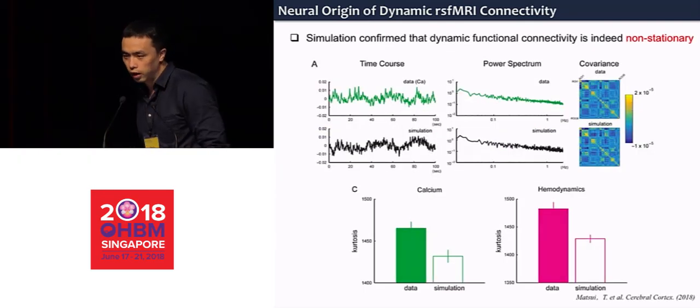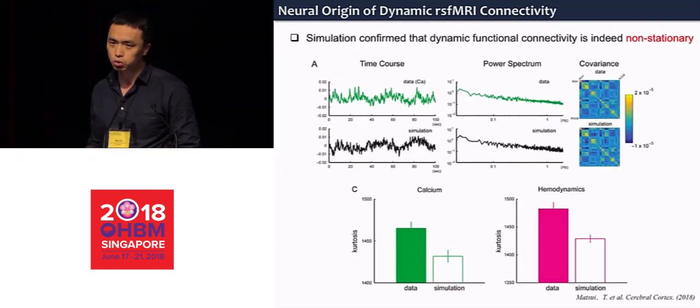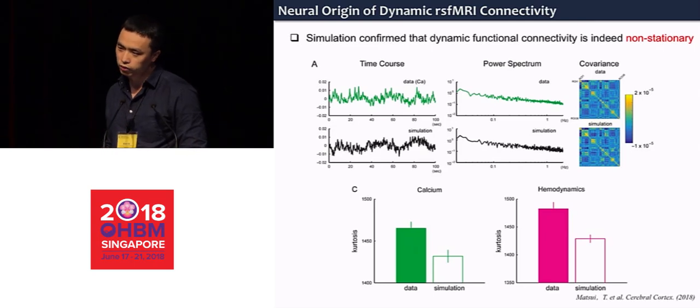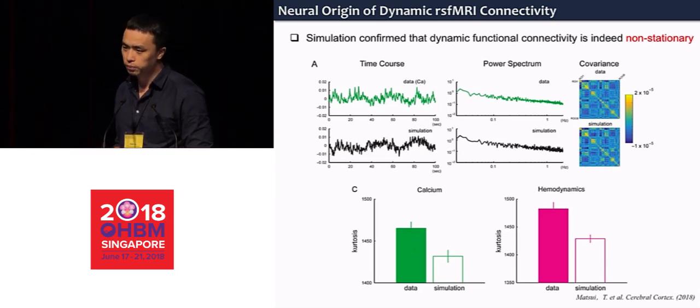And this study also used a simulation to confirm that the dynamic connectivity is indeed non-stationary. If you use simulated data, which has an identical covariance structure and spatial pattern, and calculate the kurtosis, those simulated data don't have as strong a value as the real data.